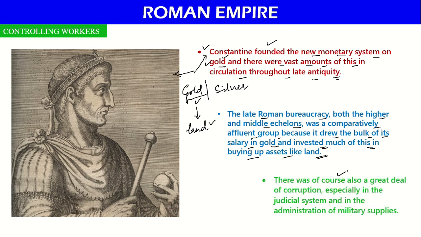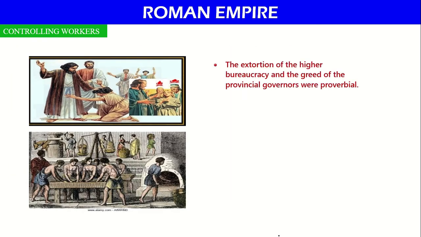There was, of course, a great deal of corruption, especially in the judicial system and in the administration of military supplies. The extortion of the higher bureaucracy and the greed of the provincial governors were proverbial. There was a lot of corruption during that period.